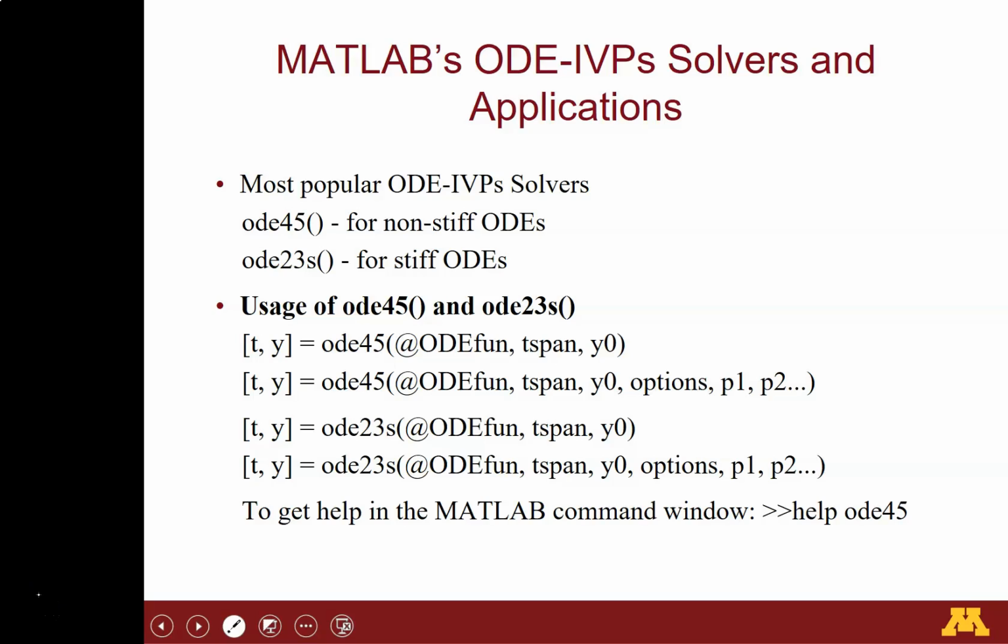Till now we have learned the Euler methods, that is the first order Runge-Kutta method, the Heun method or the improved Euler method, the second order Runge-Kutta methods, and the fourth order Runge-Kutta methods. We can use those methods and formulas to solve the ODE IVPs.